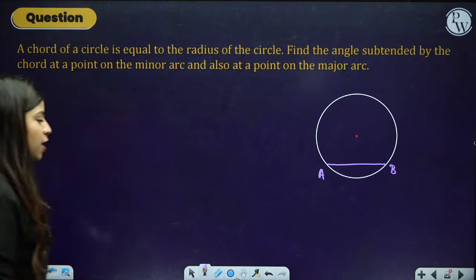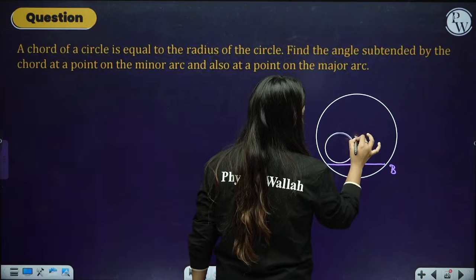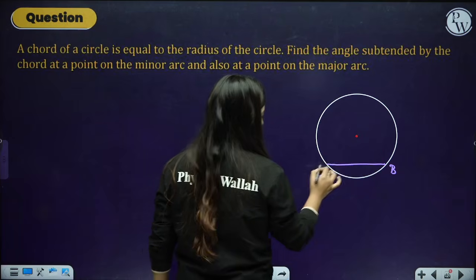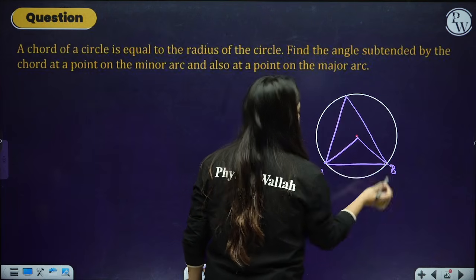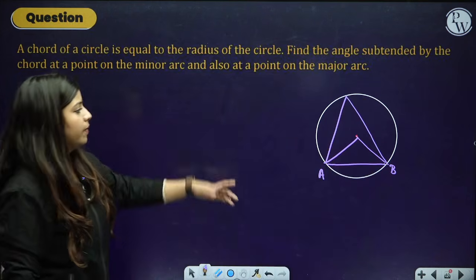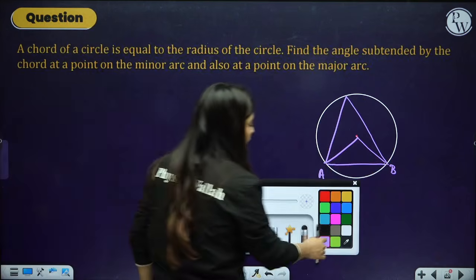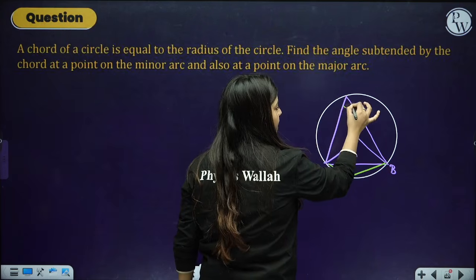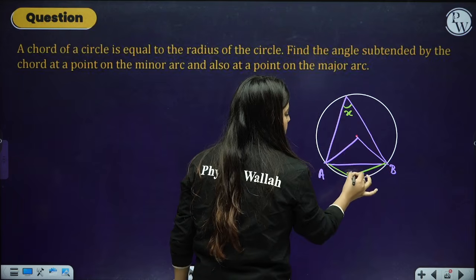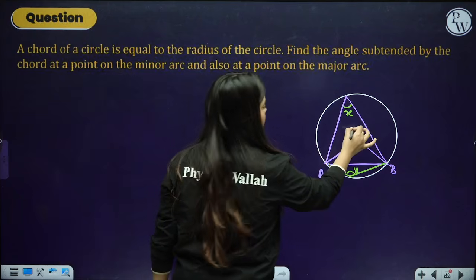Now first of all, let us join. Okay, let us join this. This one is at the center, that one is in the major arc and this one is in the minor arc. So let's say this is X, this is Y. We have to find both of them and this is the center O.